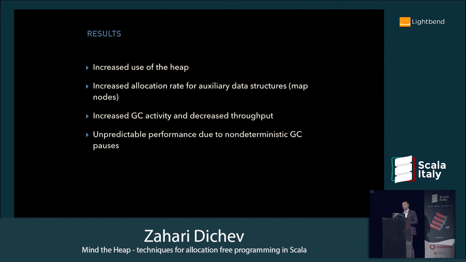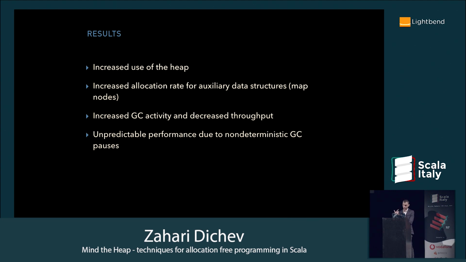There's going to be increased use of the heap if you're sticking to these events for a while. And of course, there's going to be an increased allocation rate for auxiliary data structures, that is, map nodes and all of that, the internal state of the map. As a result, you have increased GC activity and probably, at some point, unpredictable performance due to non-deterministic pauses and whatnot. So what can you do about that, right?